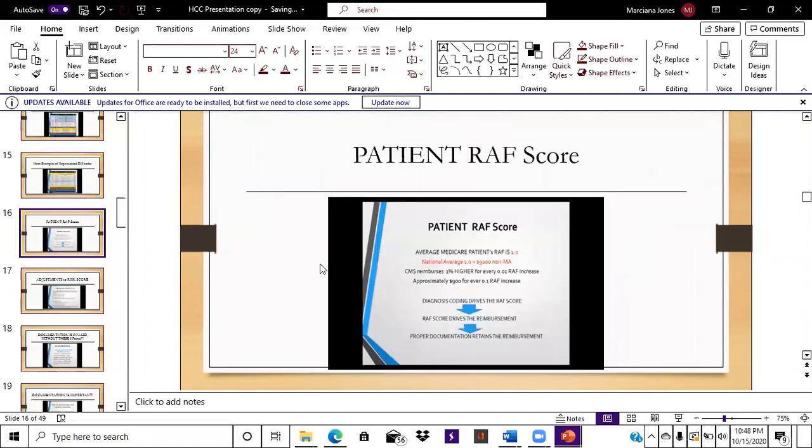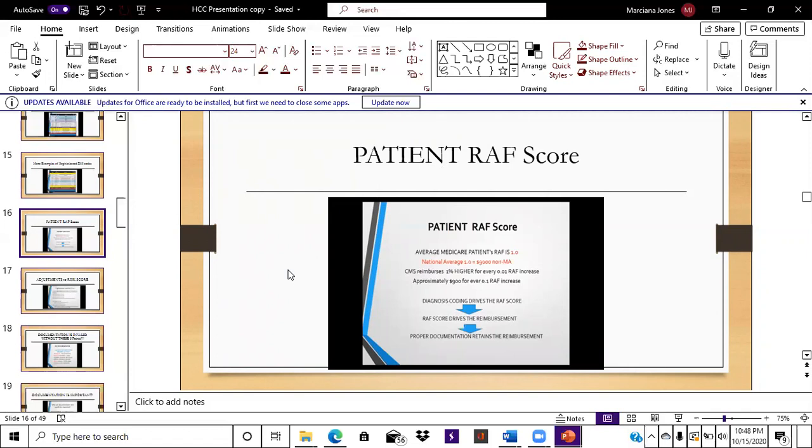So the patient RAF score. The average Medicare patient RAF is 1.0, and the national average is 1.0. It's like $9,000 non-MA, but depends on the region. It can be like $7,000 for a RAF score. It just depends. CMS reimburses 100% higher for every 0.01 RAF increase, which means about $900 for every 0.01 RAF increase.